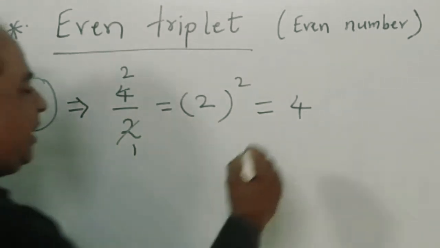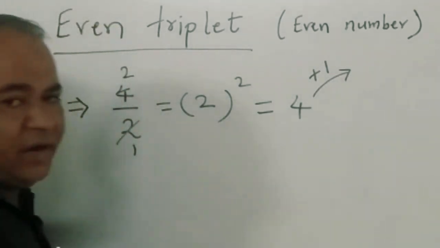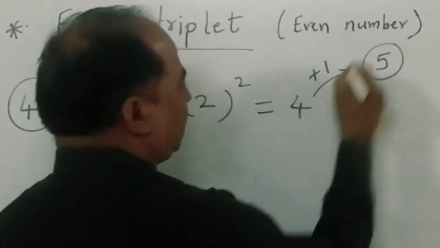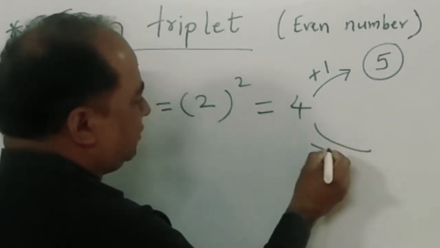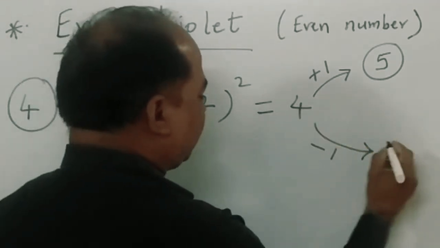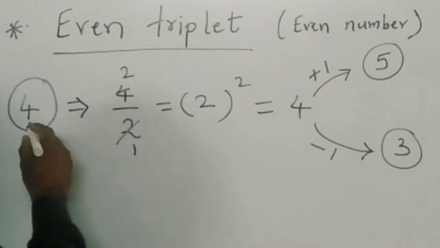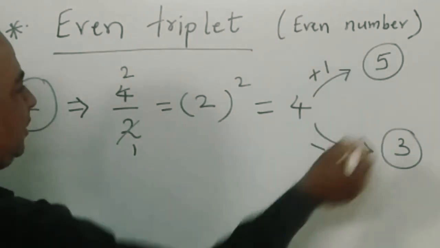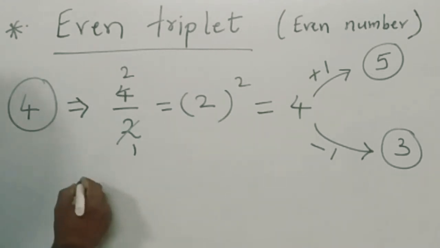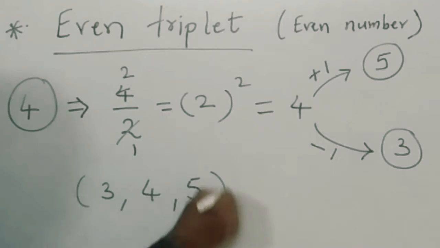Now, add 1 to this 4, we'll get 4 plus 1, 5. And subtract 1 from this 4, you'll get 4 minus 1 is equal to 3. So here, the numbers indicated in the circle form a Pythagorean triplet. So here the Pythagorean triplet is 3, 4 and 5.